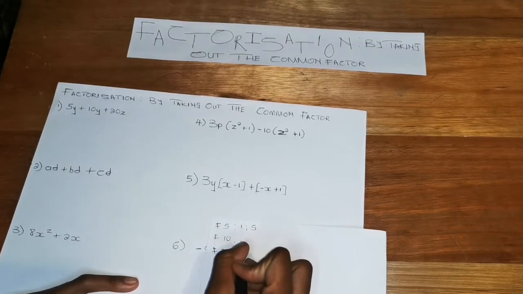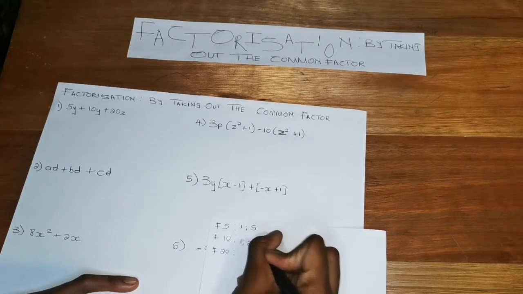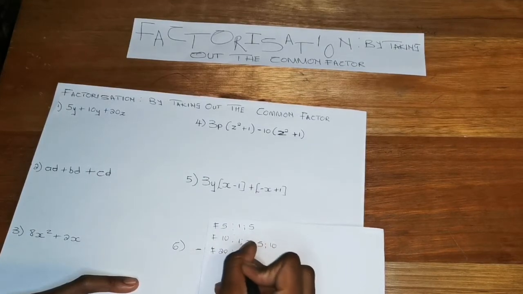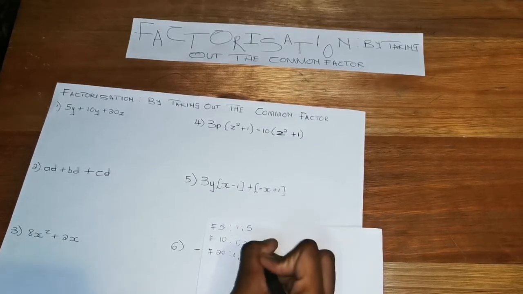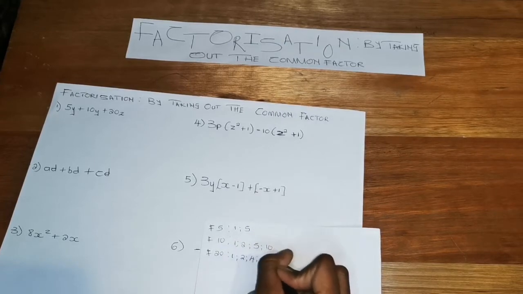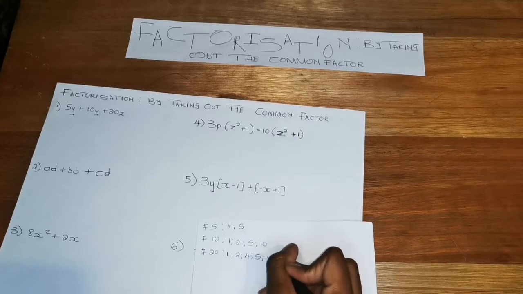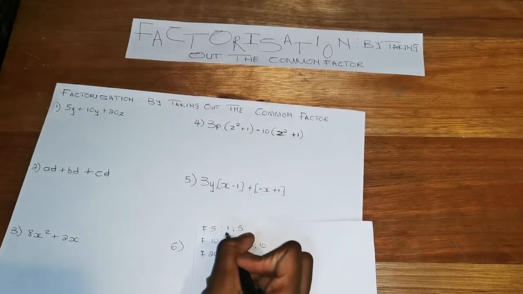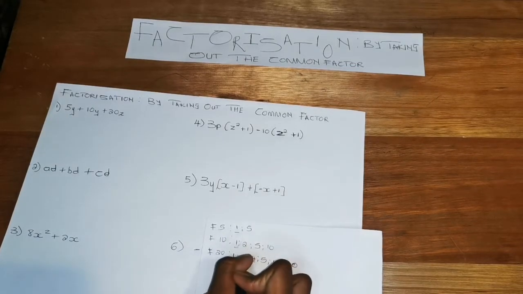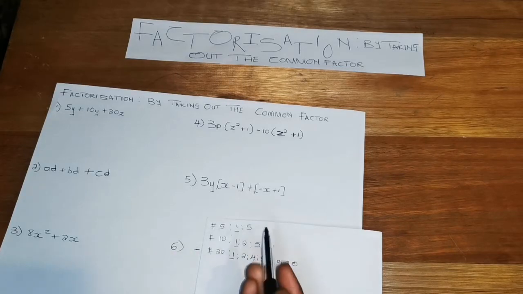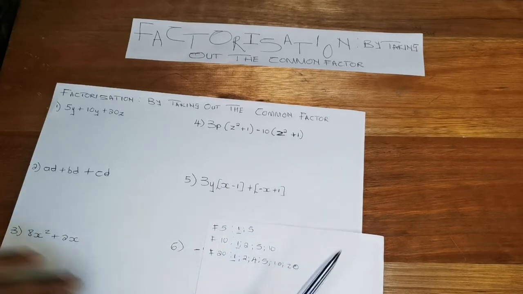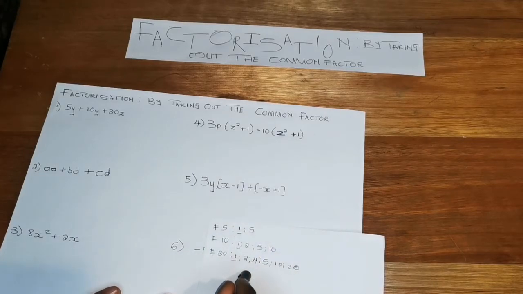And then 10, we know that it's 1, 2, 5, and 10. And then 20, we have 1, 2, 4, 5, 10, and 20. So looking at this, we can see that 1 is common in all the factors of the numbers. And secondly, 2 is common in 10 and 20. We cannot count it because it is not common in 5. We have to find factors which are common in all the three numbers.